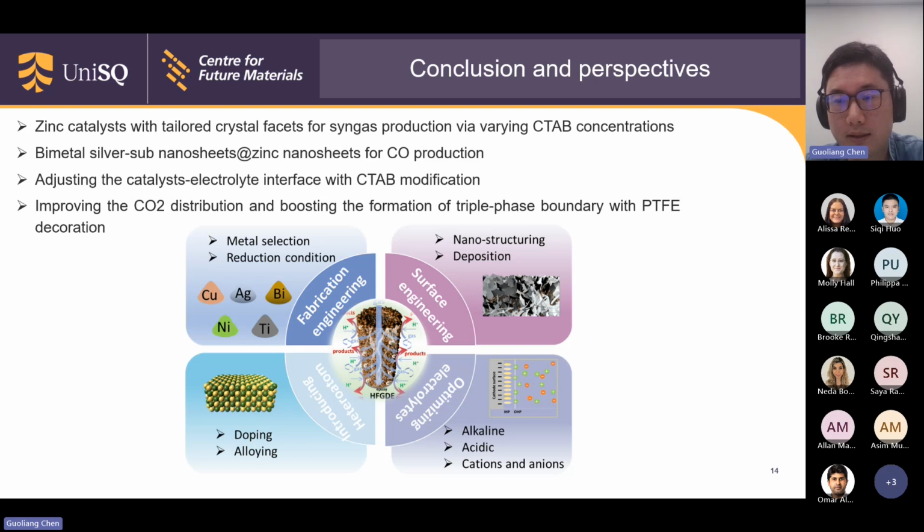So I have some conclusions here. I mainly talked about four studies. We designed a zinc catalyst with different tailored zinc crystal phases by varying the CTAB concentration for syngas production. Also, we tried to introduce silver to the zinc catalyst and create a bimetallic silver sub-nanosheet to zinc nanosheet structure for syngas production. Also, we engineered the interface of electrolytes, trying to introduce CTAB to suppress HER and improve the selectivity and current density of the hollow fiber GDE. Finally, in the last study we tried to improve the CO2 distribution of the hollow fiber GDE and create more triple phase boundary.